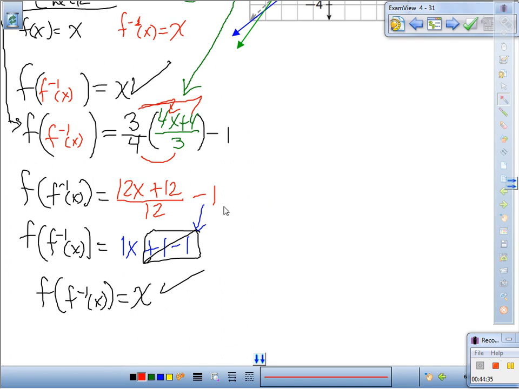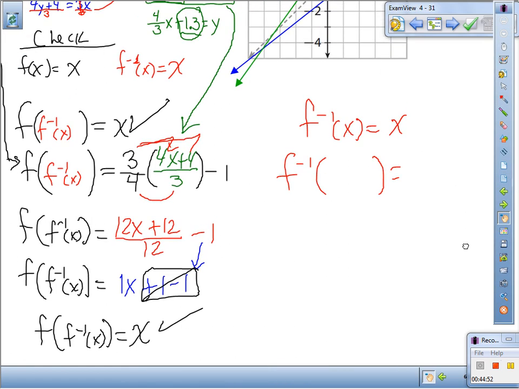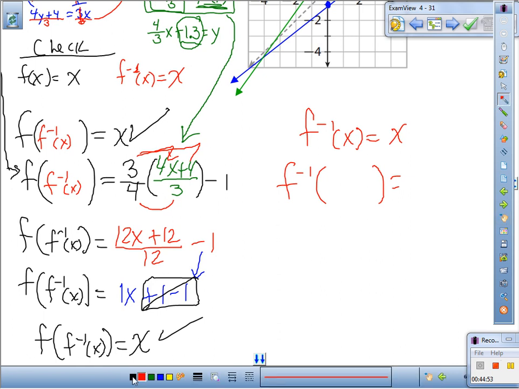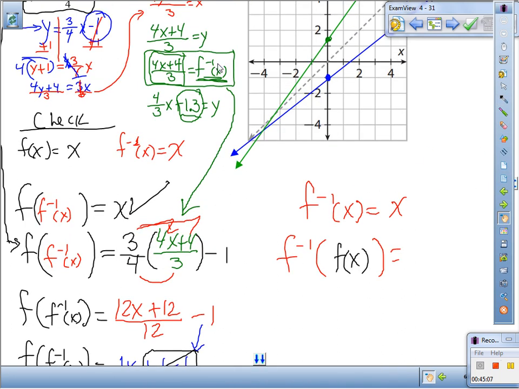All right, so we're done with 1. Let's do the other, right here. F inverse of f of x should be equal to x. So we do f inverse, big parentheses, equal to, what goes in the parentheses? We're going to write just f of x. All right. Now, what was f inverse of x? Let me look again. F inverse of x is this. 4x plus 4 over 3. That goes right here. Let me show you.